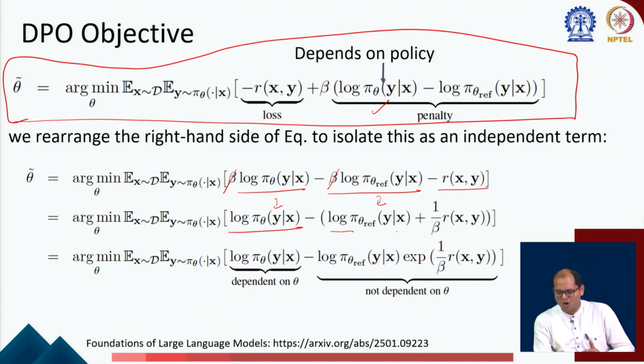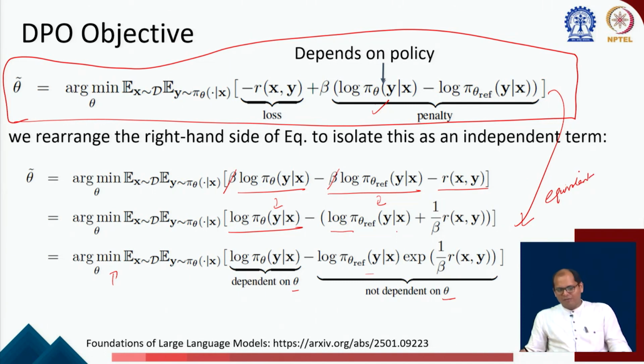You can put the log common and you get exp here. So this is nothing but plus log of exp of something. You take log a plus log b is log of ab, so use that idea. You get log of pi ref(y given x) times the exponent of 1 by beta r(x,y). I hope that is clear. So now you get two terms exactly. One is dependent on the policy parameters theta, another one is not dependent on parameters theta. We are still minimizing the same thing, and they are equivalent.